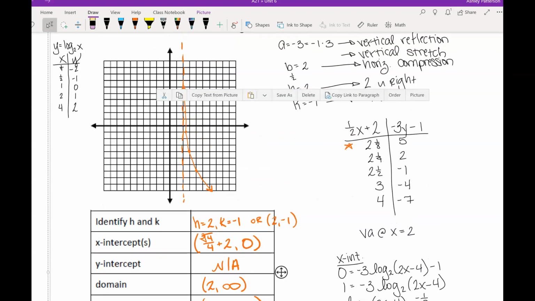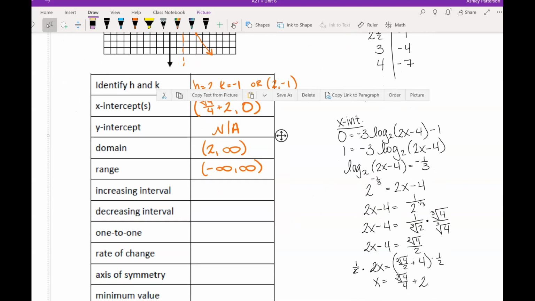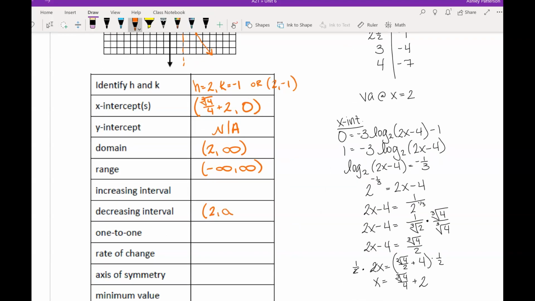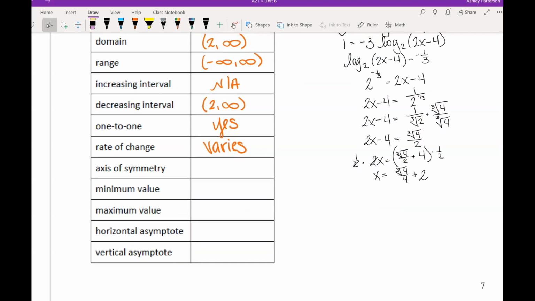Now, this was increasing, but there is a vertical reflection. So if you have a base greater than 1, your graph is increasing, unless you find that there is a vertical reflection. So now we're going to decrease from 2 to infinity. And this was similar to the exponential functions with growth or decay. Those reflections definitely had an effect on that. It is 1-to-1. The rate of change varies. And for reasons we discussed on the previous 2 graphs, we don't have an axis of symmetry. There isn't a minimum or maximum value.